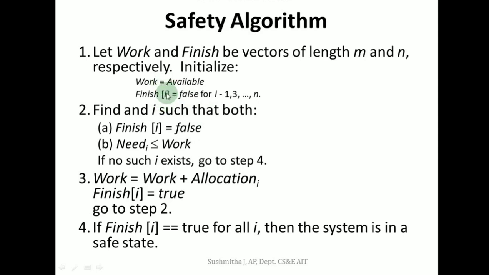Now let me take process P1. If process P1 has still not completed, so finish of P1 is false, and if P1's need is less than the available, then my available will be work plus the allocation. So I am able to grant the resources only if need is less than the available. I will be checking like this for each process, by which I develop my safe sequence.